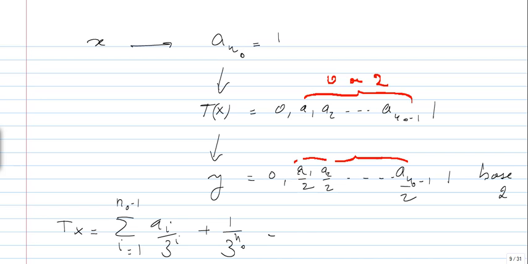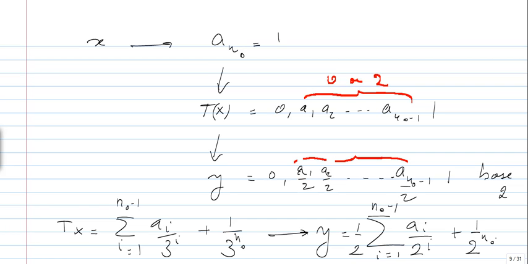And to this one, you associate y, which is sigma of 1/2 a_i over 2 to the power i, from 1 to n0 minus 1, plus 1 over 2 to the power n0.